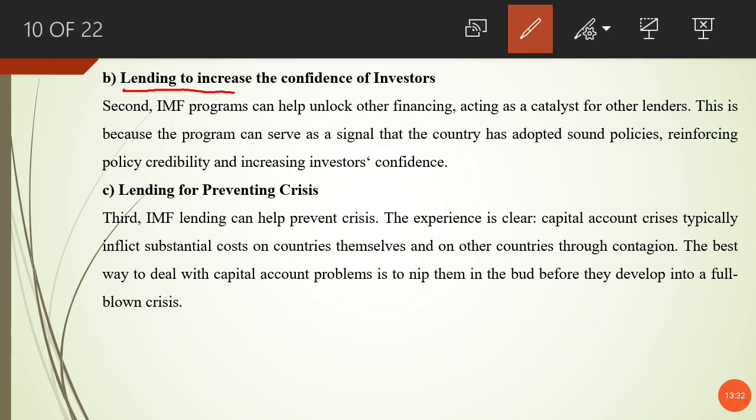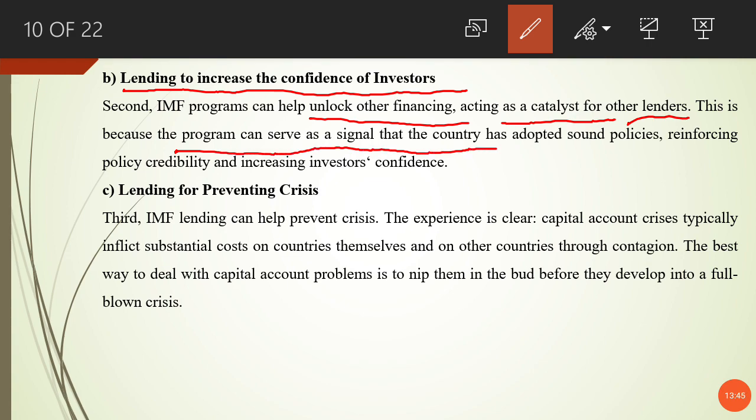B. Lending to increase the confidence of investors. Second, International Monetary Fund programs can help unlock other financing, acting as a catalyst for other lenders. This is because the program can serve as a signal that the country has adopted sound policies, reinforcing policy credibility and increasing investors' confidence.